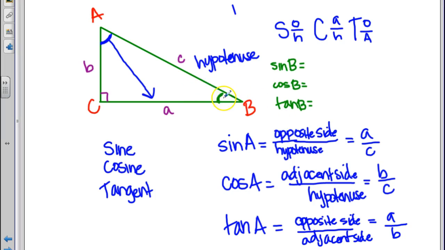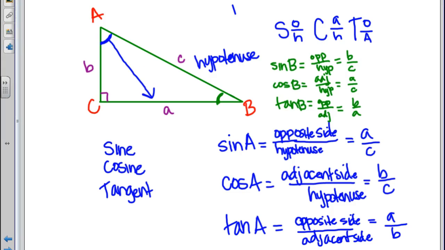All right, now that we're back, starting with angle B, we are going opposite over the hypotenuse. So opposite over hypotenuse is B over C. Cosine is adjacent over hypotenuse, so that is letter A over C. And tangent is opposite over adjacent. So tangent from angle B is B over A. So make sure you know which angle you're going from and then check out the sides.